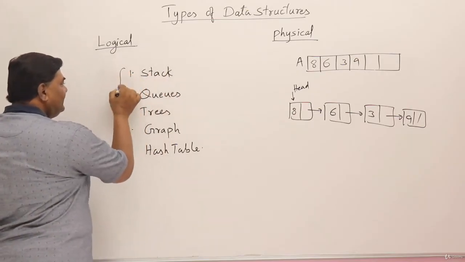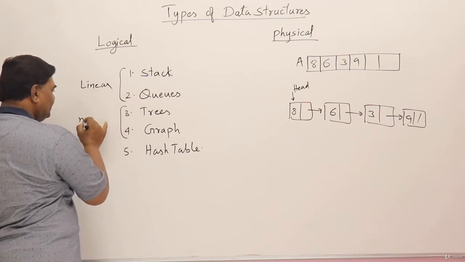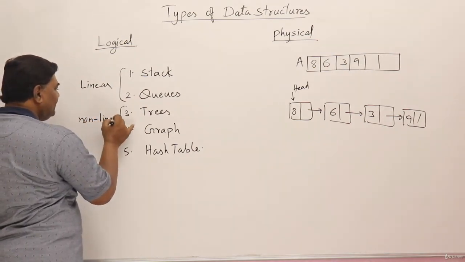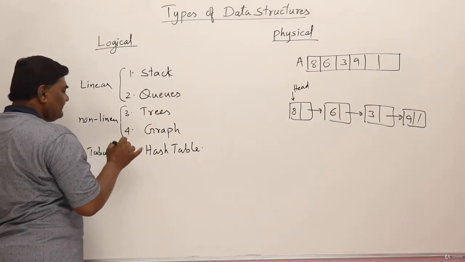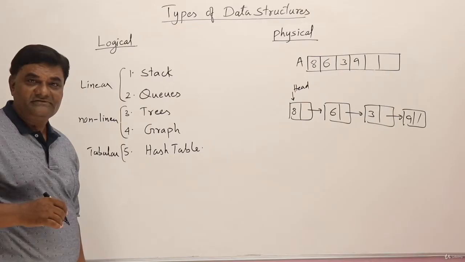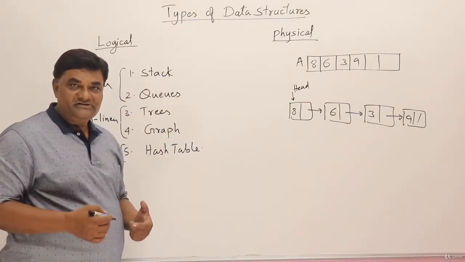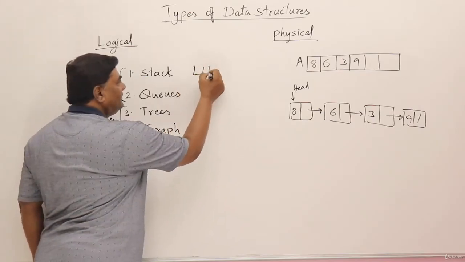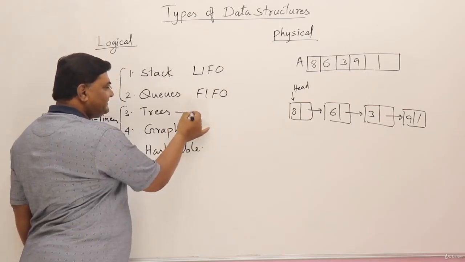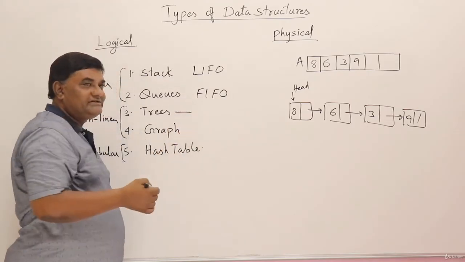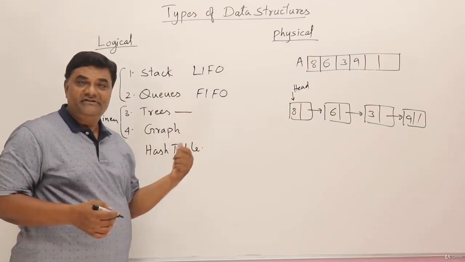These are linear data structures and these are non-linear, and this may be a linear or tabular data structure. Hash table is a tabular data structure. Stack works on the discipline that is LIFO, last in first out. Queue works on the discipline that is FIFO. And tree is a non-linear data structure. It will be organized like a hierarchy, and it is a collection of nodes and the links between the nodes.